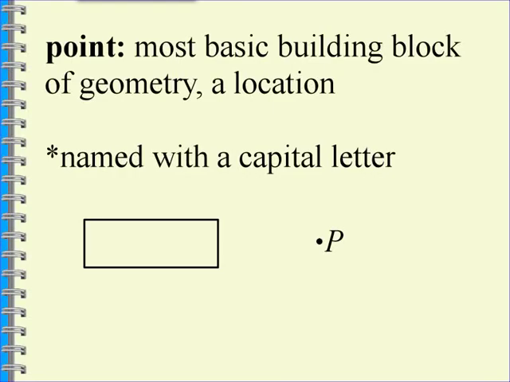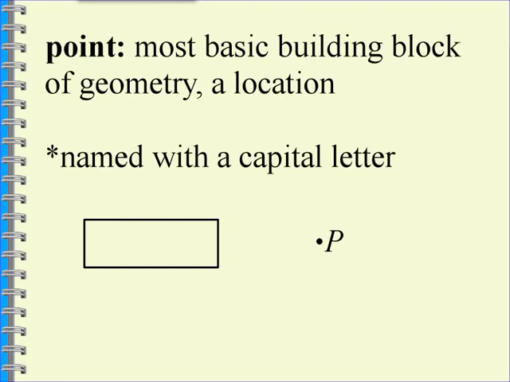We're going to start with a point. A point is the most basic building block of geometry. A point indicates a location. Okay? A point is the most basic building block of geometry. It indicates a location. How we name a point is we use a capital letter.